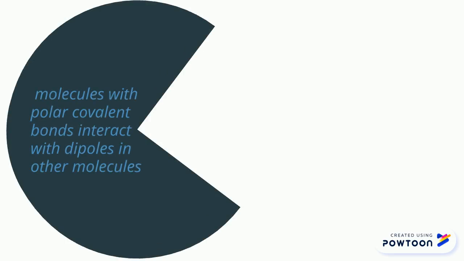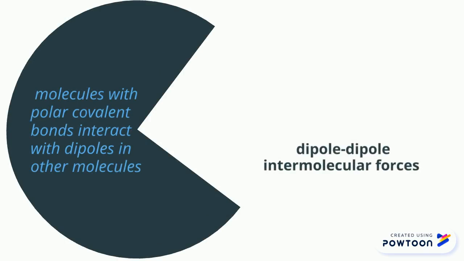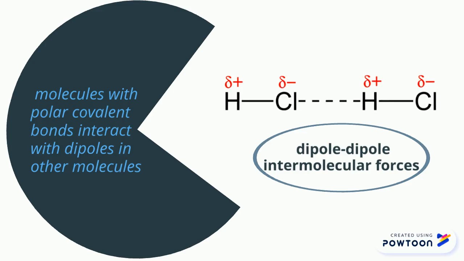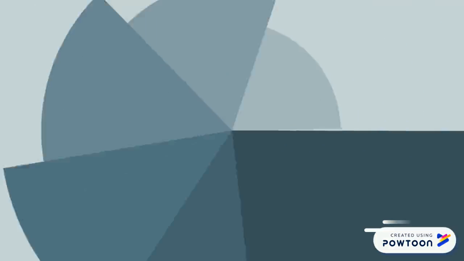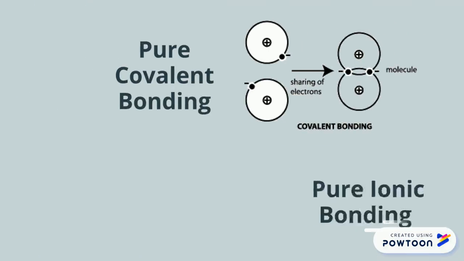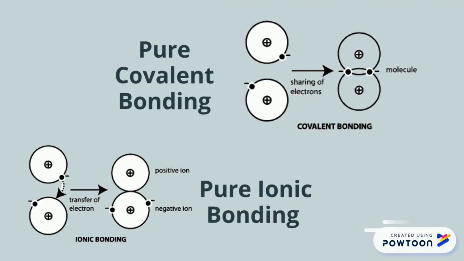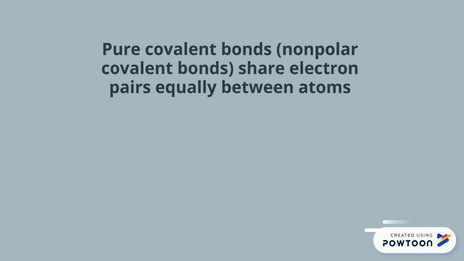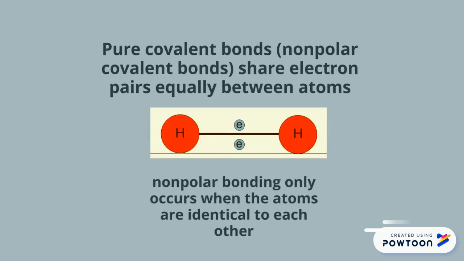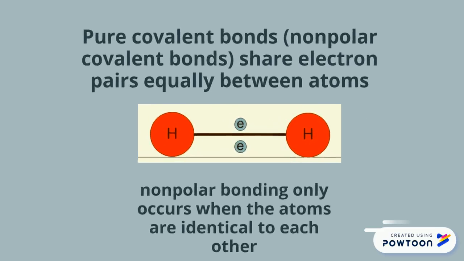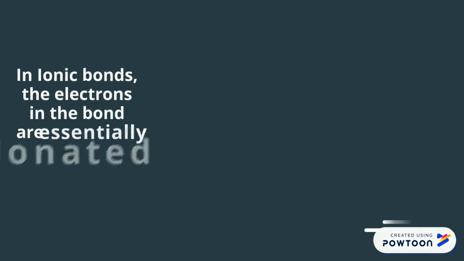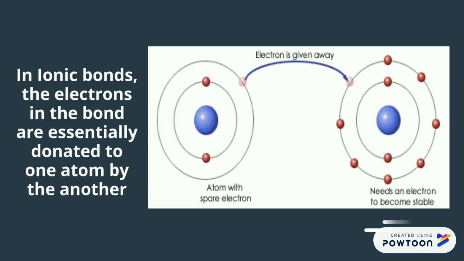Because positive and negative charges are separated in the bonds, molecules with polar covalent bonds interact with dipoles in other molecules. This produces dipole-to-dipole intermolecular forces between the molecules. Polar bonds are the dividing line between pure covalent bonding and pure ionic bonding. Pure covalent bonds share electron pairs equally between atoms. In ionic bonds, the electrons in the bonds are essentially donated to one atom by another.